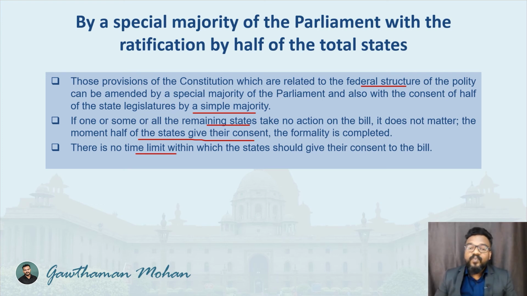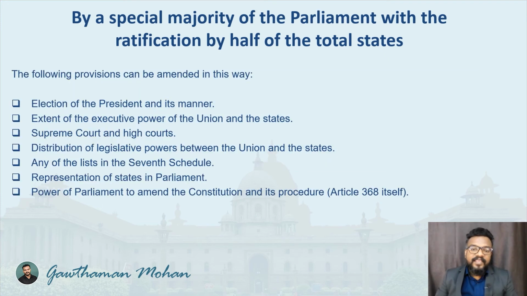Now let us understand what are those federal structure, character or federal things that we need to amend using the special majority plus ratification of the states. So the following are the important provisions which we can amend using this particular amendment method. 1. The election of the president and its manner, the extent of the executive power of the union and the states, the Supreme Court and high courts, the distribution of legislative powers between the union and the states, any of the lists in the 7th schedule, representation of states in parliament, and power of parliament to amend the constitution and its procedure, that is Article 368 itself.